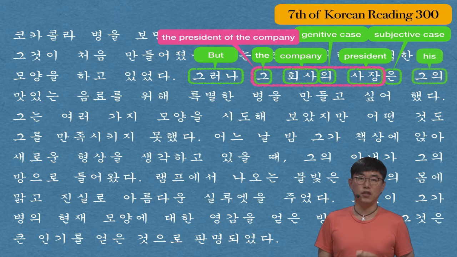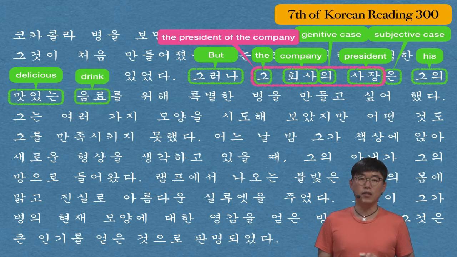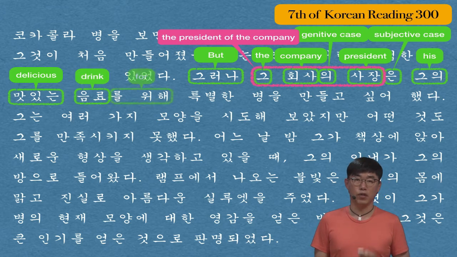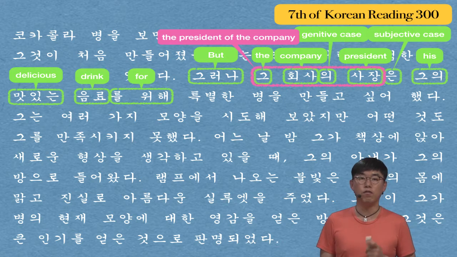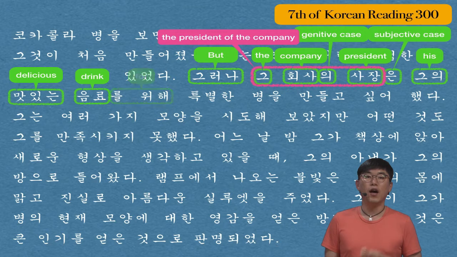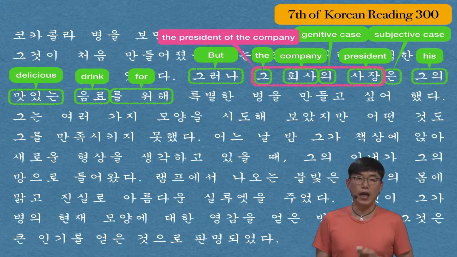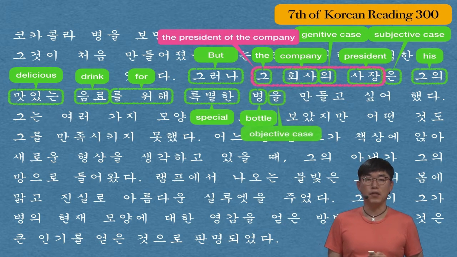And 은 is the subjective case. 그의 is his. And 맛있는 is delicious. And 음료 is a beverage or drink. And 를 위해 is a postposition meaning for in English. So 그의 맛있는 음료를 위해 is for his delicious drink. And 특별한 is special. So 특별한 병 is a special bottle. And 을 is the objective case.